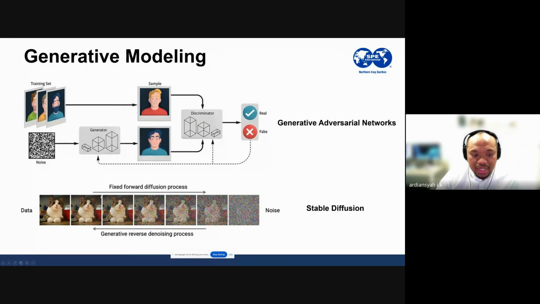And the latest one they have is called stable diffusion, where they introduce noise until it's completely just noise, and then they try to reconstruct it back. And again, this process also helps the model to generate new data. And this is basically what you have embedded in ChatGPT with DALL-E and all this, where they are able to generate images just from text prompts.